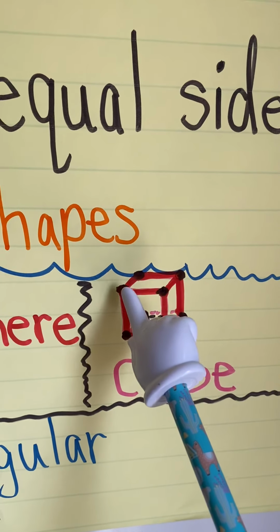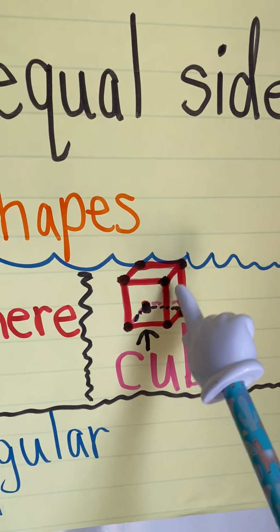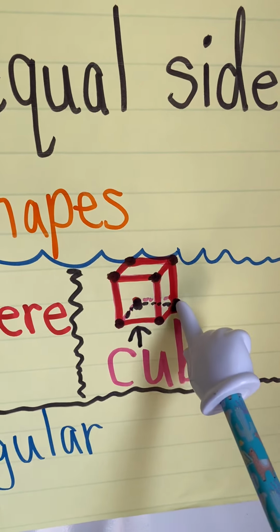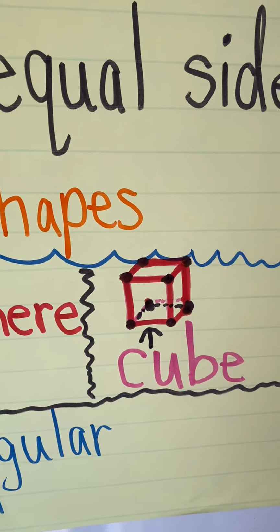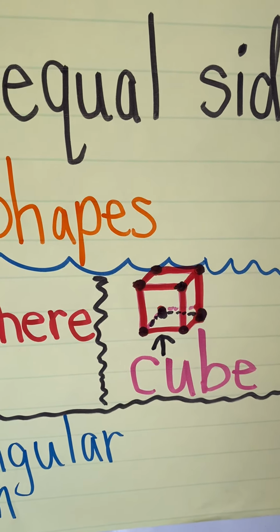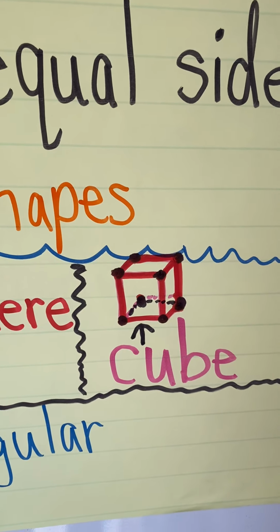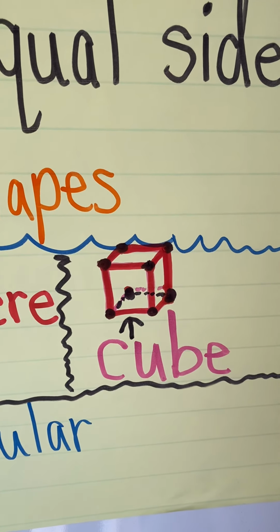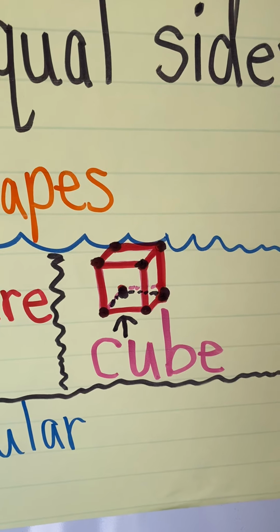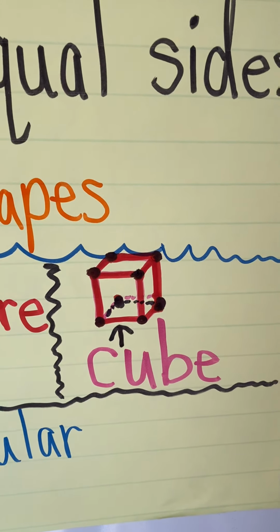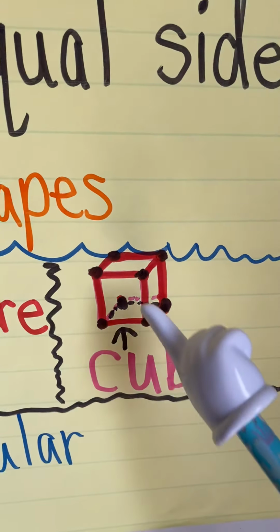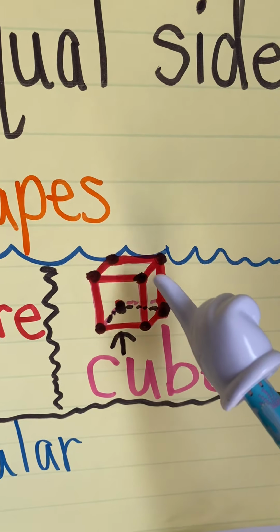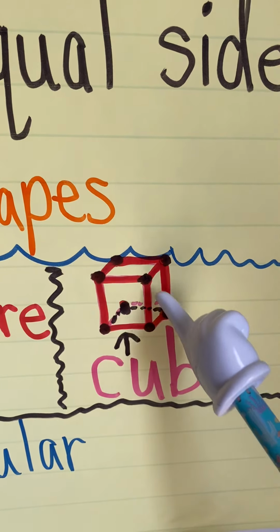It has 1, 2, 3, 4, 5, 6, 7, 8 vertices. It also, if it has 8 vertices, then that means it has 8 sides, and that is called a cube. One thing about a cube, all of the sides are equal. They are exactly the same size.